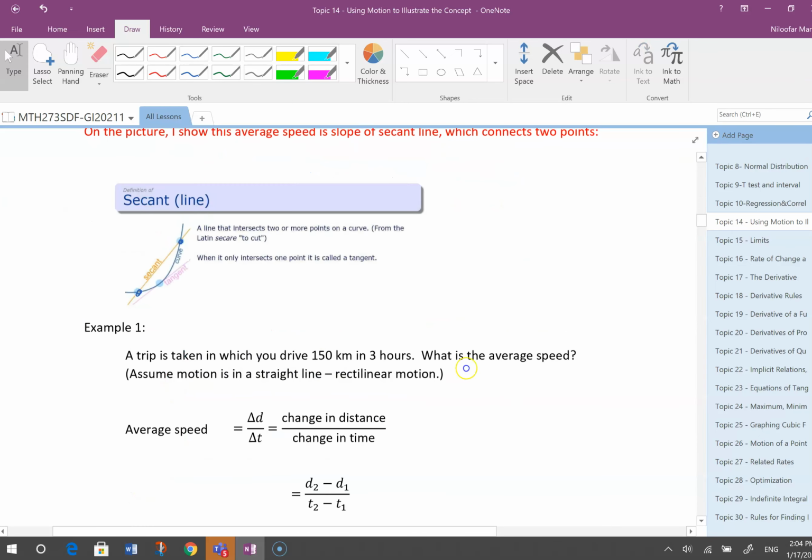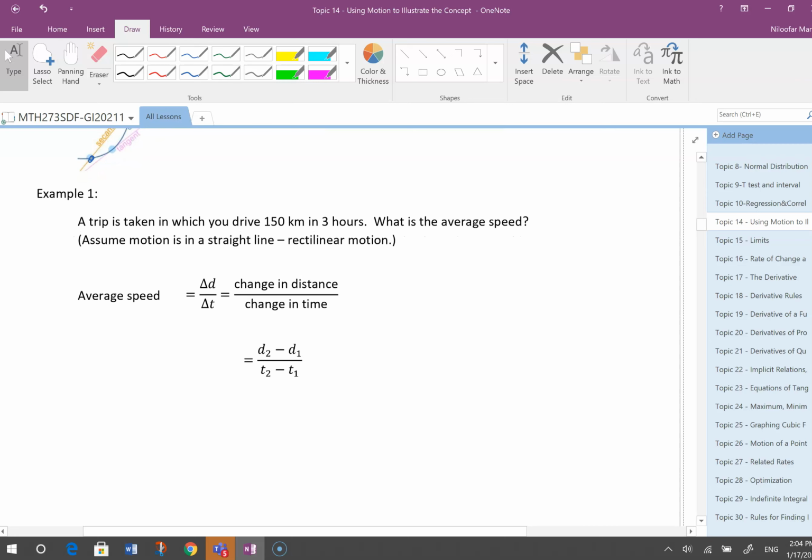Okay, so let's do this example. A trip is taken in which you drive 150 kilometers in 3 hours. It means the change in distance is 150 kilometers. I don't know where we started and where we ended, we just know the change. The entire change in distance is 150 kilometers and the entire change in time is 3 hours. So it is 50 kilometers per hour. That's the average speed. Maybe the speed at each moment is not that, but this is the average speed.